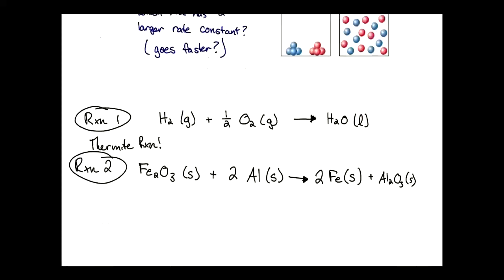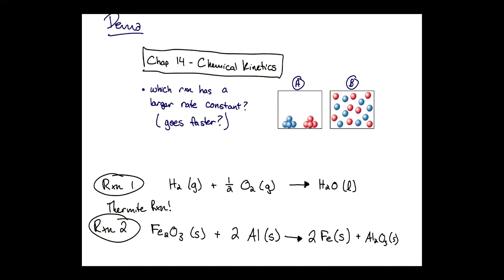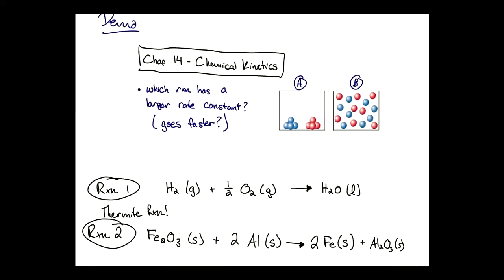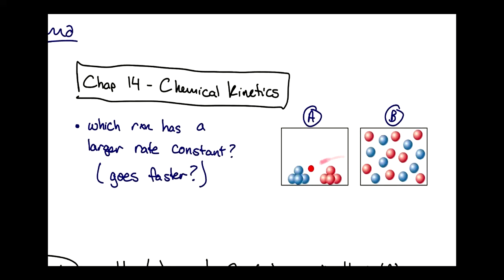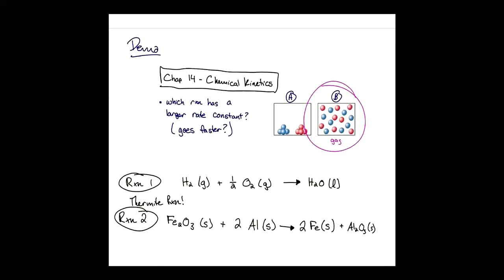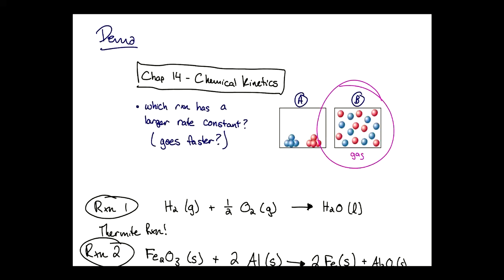All right, so let's do the demo, and I think I'll have to end there. Chemical kinetics. I want to remind you, here are 2 different reactions. Which one will go faster, A or B? B. Why? It's all gases, so B is going to go faster. Let's think about it.